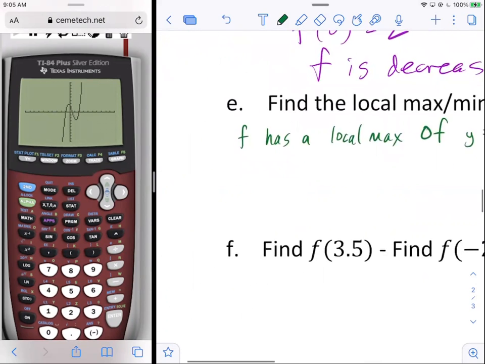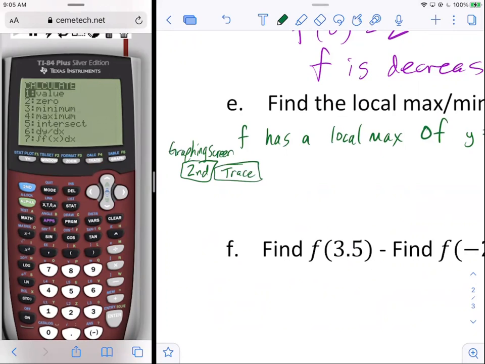So how do we do that? Well, from the graphing screen, we do second trace. Second trace is kind of like your best friend window from your graphing screen. It's your calculate window, and you got all these different options. Guess which one we want if we want to find the local maximum? Yeah, it says maximum, but it's the local maximum. So we're going to select 4.